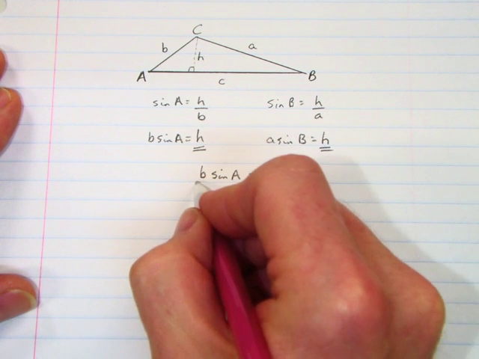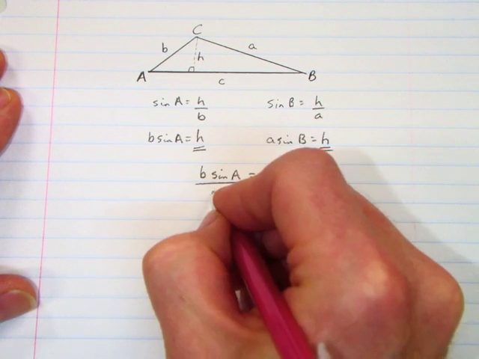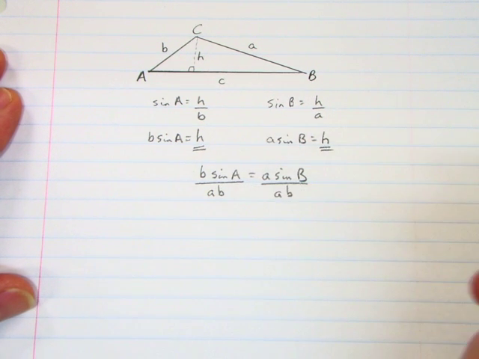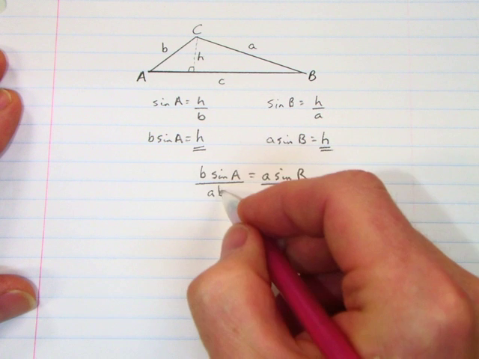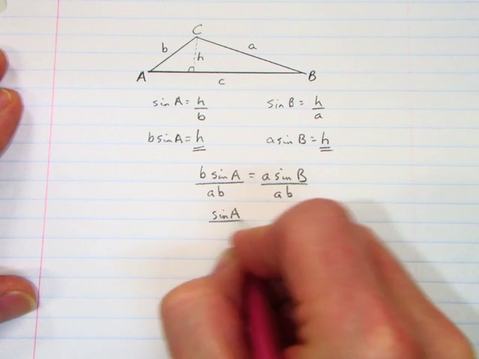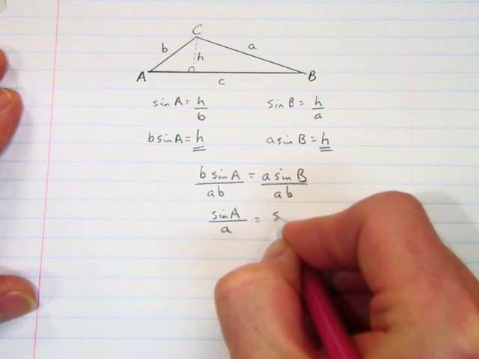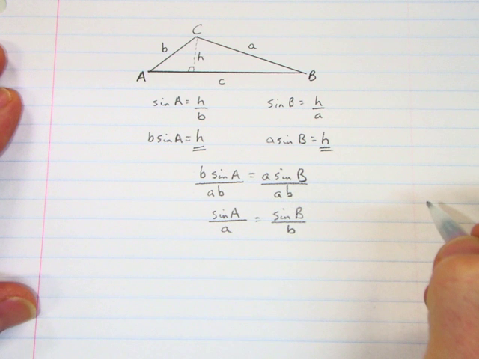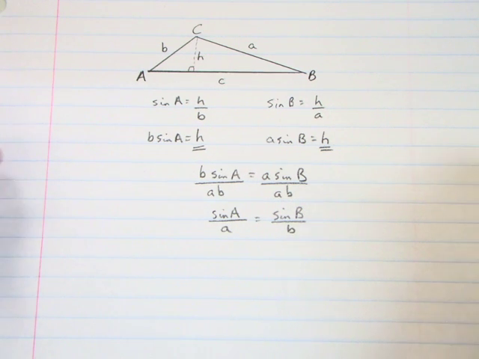Now let's take this equation and divide both sides by little a, little b. What happens? The b's reduce there, and we're left with sine A over little a equals the sine of B over little b. And that's part of our law of sines.